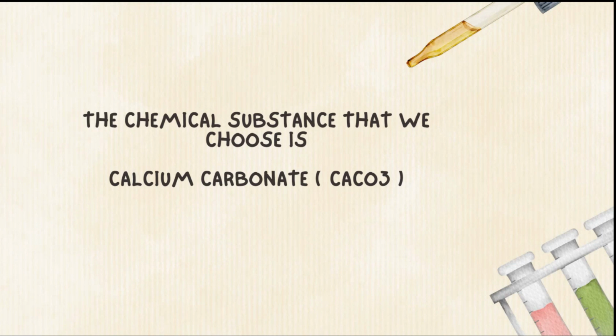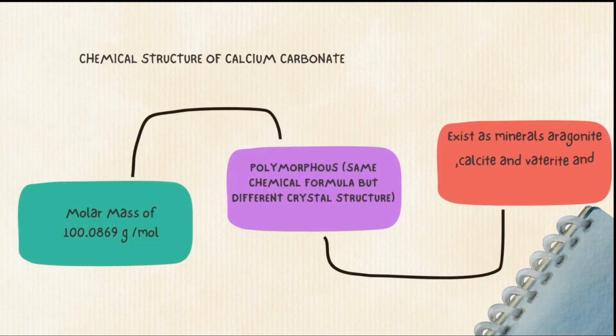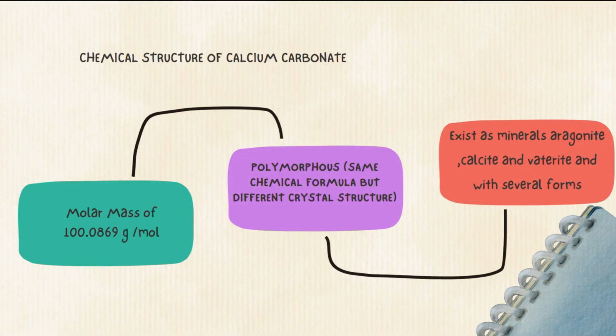The chemical substance that we have chosen for our project is calcium carbonate, with chemical formula CaCO3. So I would like to introduce the chemical structure of calcium carbonate. Calcium carbonate has a molar mass of 100.0869 gram per mole. Besides that, calcium carbonate is polymorphous, which means it exists in different forms with the same chemical formula. It exists as the minerals aragonite, which is orthorhombic, calcite, which is trigonal, and vaterite, which is hexagonal, and it normally comes from the precipitation of marine life or eggshell.